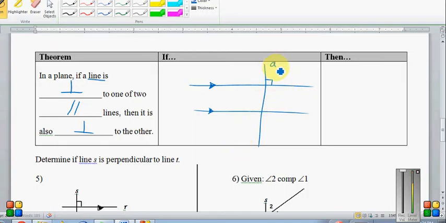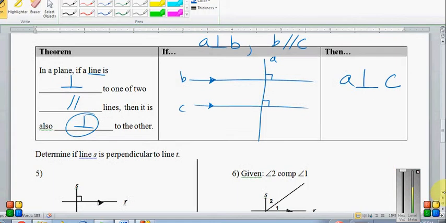We'll call this vertical line A, and the horizontal lines B and C. So if A is perpendicular to B, and B is parallel to C, then A also has to be perpendicular to C. So if A is perpendicular to B and B is parallel to C, then A is perpendicular to C.